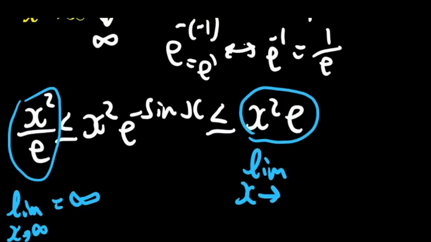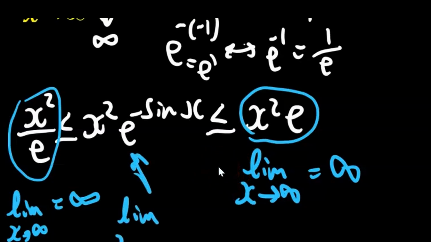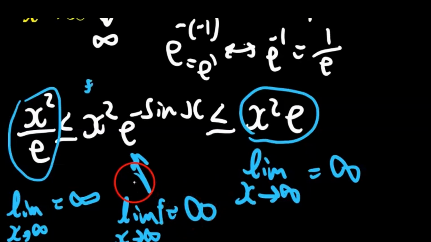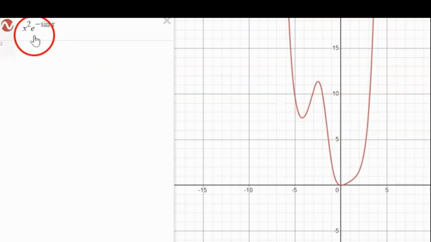as x goes to infinity, well, x squared goes to infinity. E is just a constant. So this is going to infinity as well. They're both going to infinity. That means the limit of this function here has to be infinity as well. The limit as x goes to infinity is infinity of our function f, if this is f. All right, and I have this function here, x squared times e to the negative sine x.